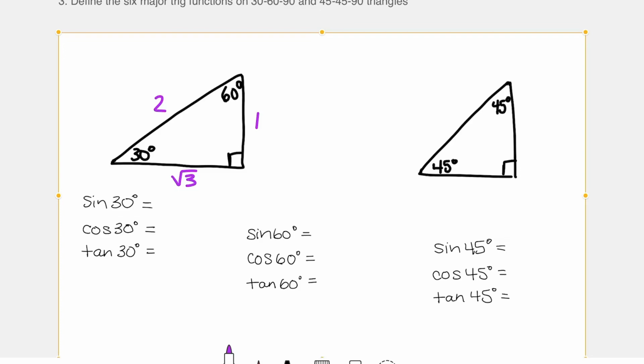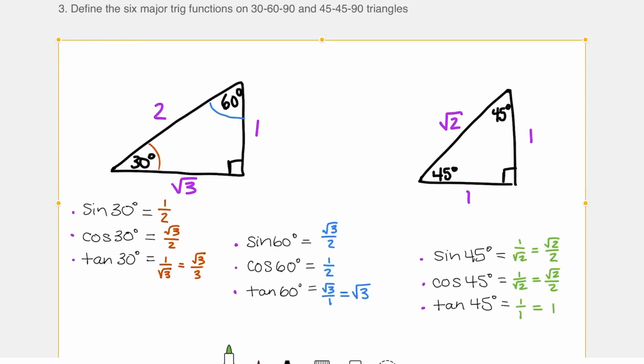Same thing on a 45, 45, 90, you should know 1, 1, square root of 2. And you should be able to easily draw both of those triangles. And because you know SOHCAHTOA, now you can use those lengths, those opposites, hypotenuses, to find the values of all of the trig functions. Even the reciprocal functions, I didn't write them down, but you should be able to find all of those. So now I've done those SOHCAHTOAs.